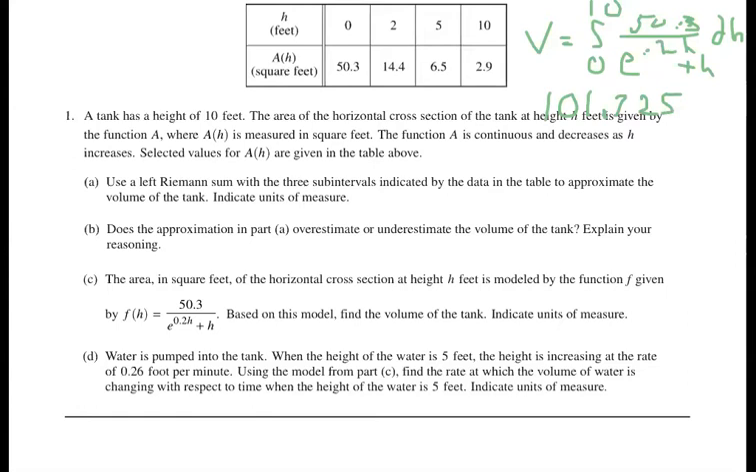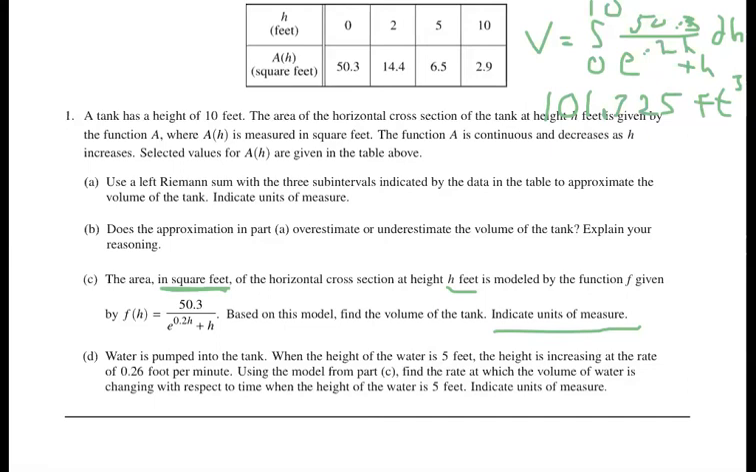And again, units of measure. So it tells here that the area, the f of h, is feet squared. The height is feet, so we're taking feet squared times feet. This is also feet cubed because we're multiplying the base times the height, just like we did on the Riemann sum.